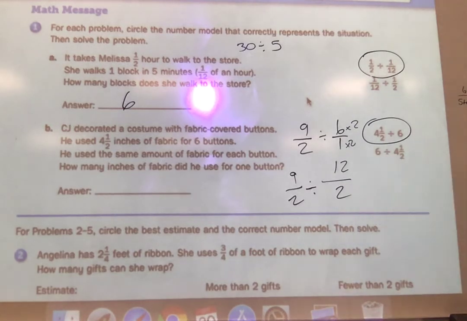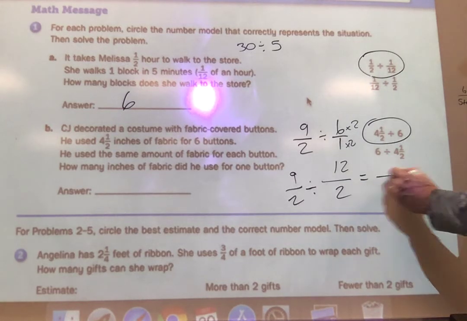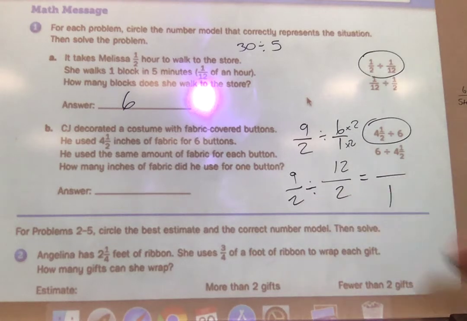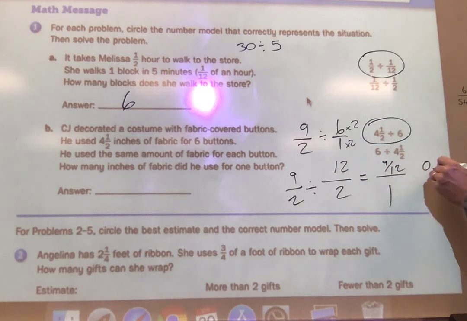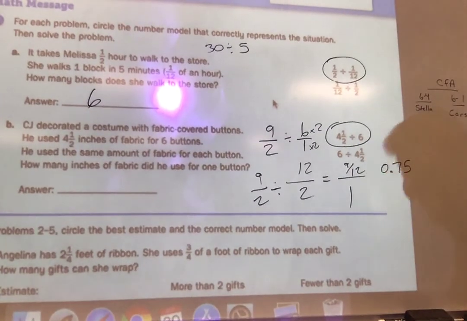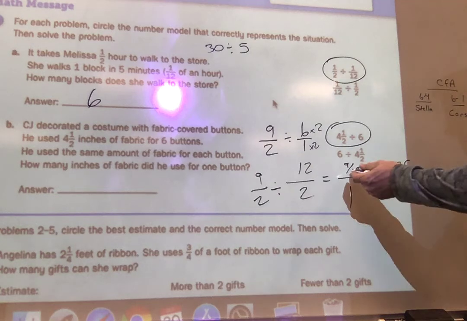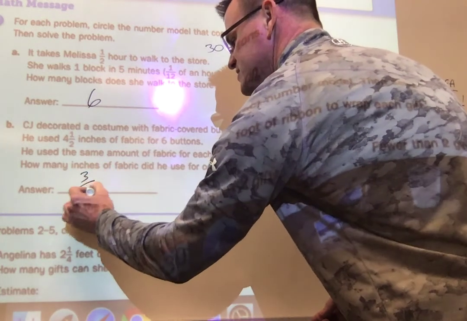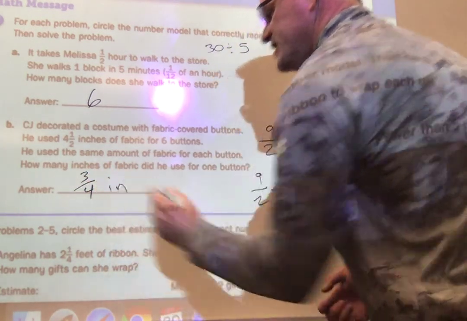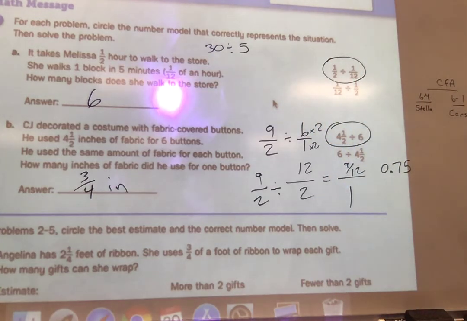Again, that's still 6. Now if I do that, remember the numbers don't always get along, but I know the denominator is going to be a 1, 2 divided by 2. So my answer is simply 9 divided by 12, which is 9/12. Or if you did it on a calculator, you'd get 0.75. So that would be something that you could answer. 9/12 could be 3/4. So there are different ways you can answer this, but how many inches of fabric did he use for one button? I'm just going to use 3/4. He used 3/4 inches. He didn't use 1 inch, which when we estimated, we said the answer would be less than 1. So that makes sense.